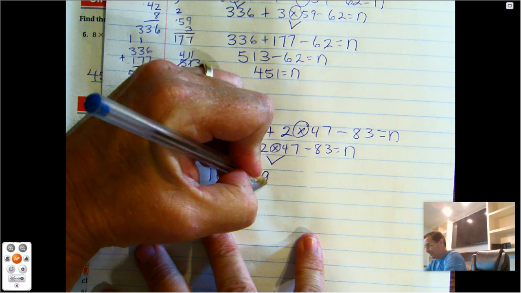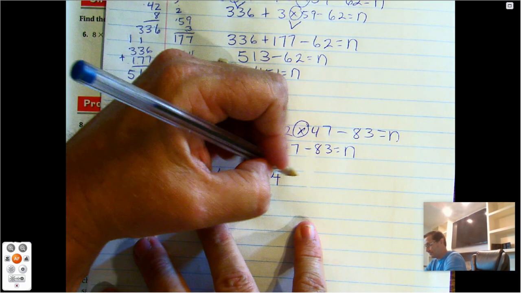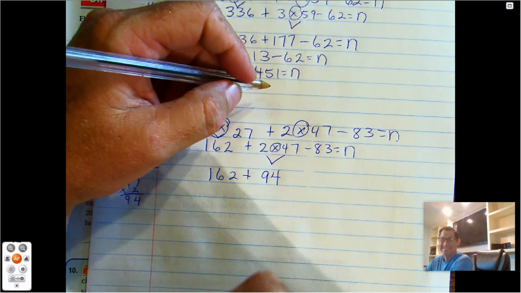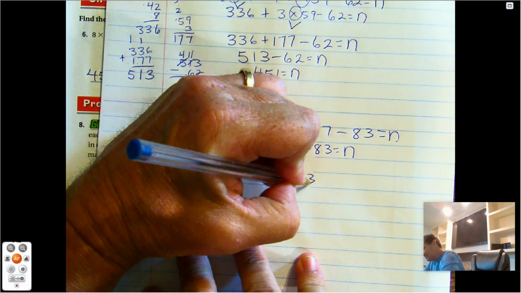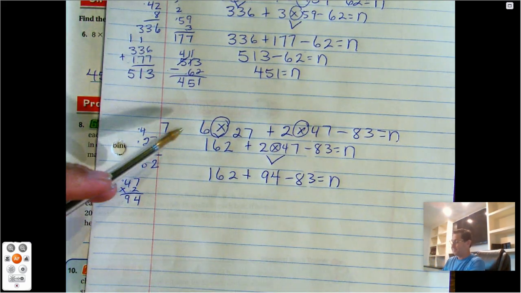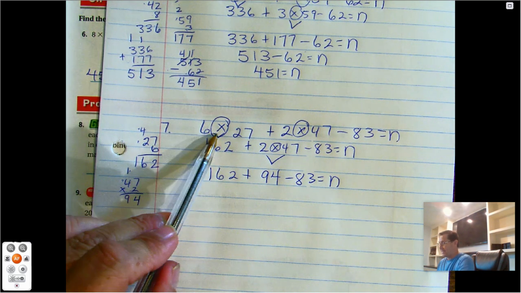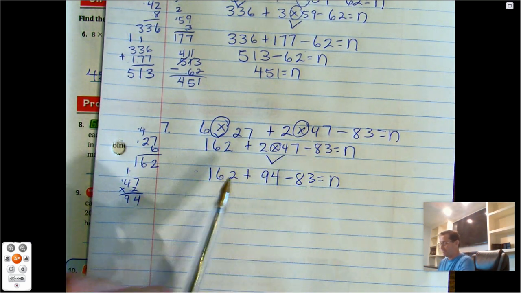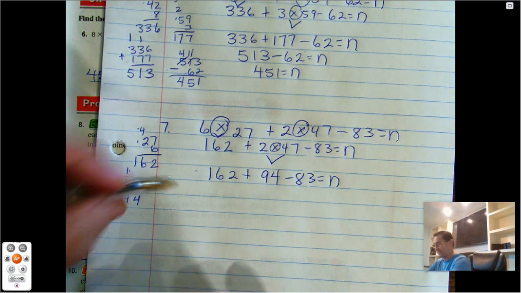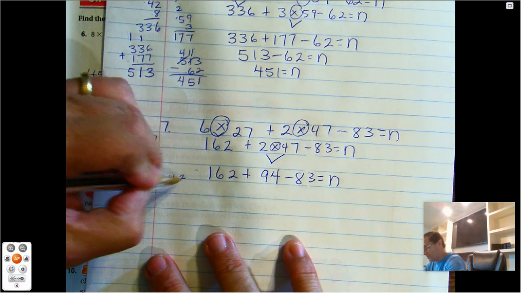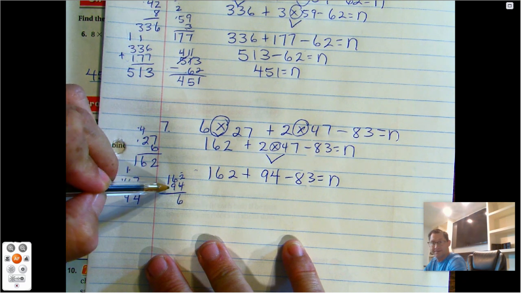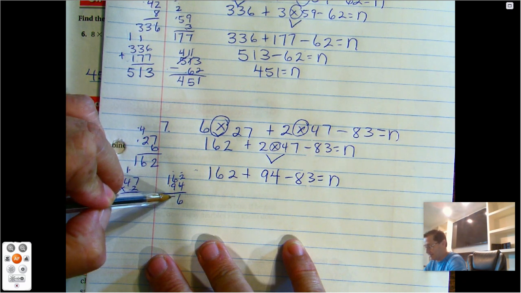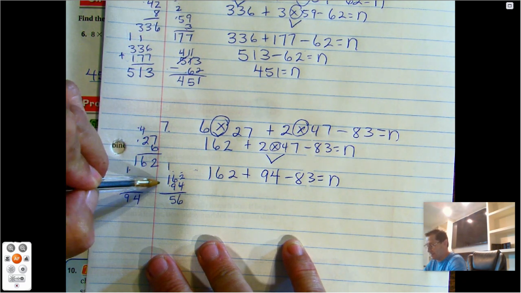9 tens. I'll say it right eventually, sorry. And then minus the 83. Okay. So we simplified here, and we're left with addition and subtraction. 162 plus 94. 4 ones plus 2 ones is 6 ones. 9 tens plus 6 tens is 15 tens. 100 plus 100, 256. Take away 83.